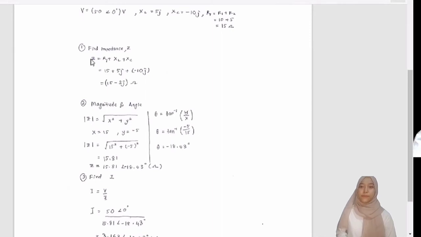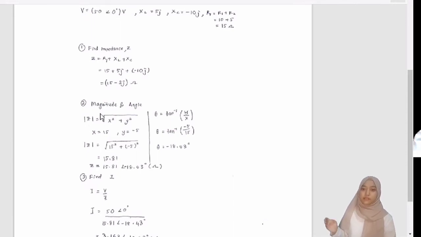To find the impedance Z, we can use the formula R total plus XL plus XC. Then we just enter the value that we got just now: 15 plus 5j plus negative 10j. Then we get the answer 15 minus 5j ohm. And then we move to find the magnitude and angle for Z.